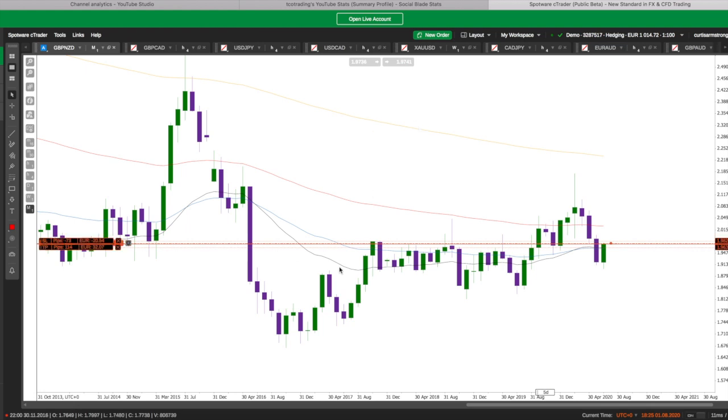So I'm now using 4 exponential moving averages. I'm using the 200, the 100, the 50 and the 28. And I'm also only using pending orders now. So I'm not manually executing the trades. I'm setting orders and just leaving it.